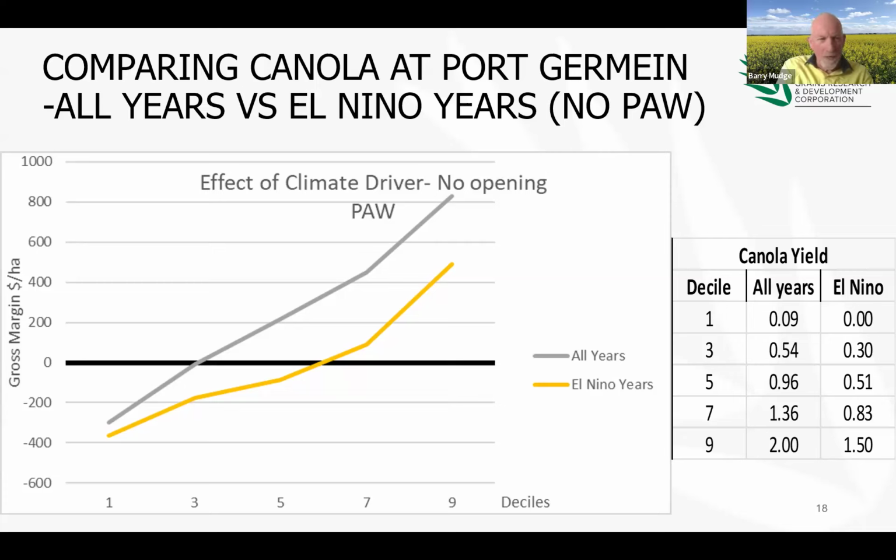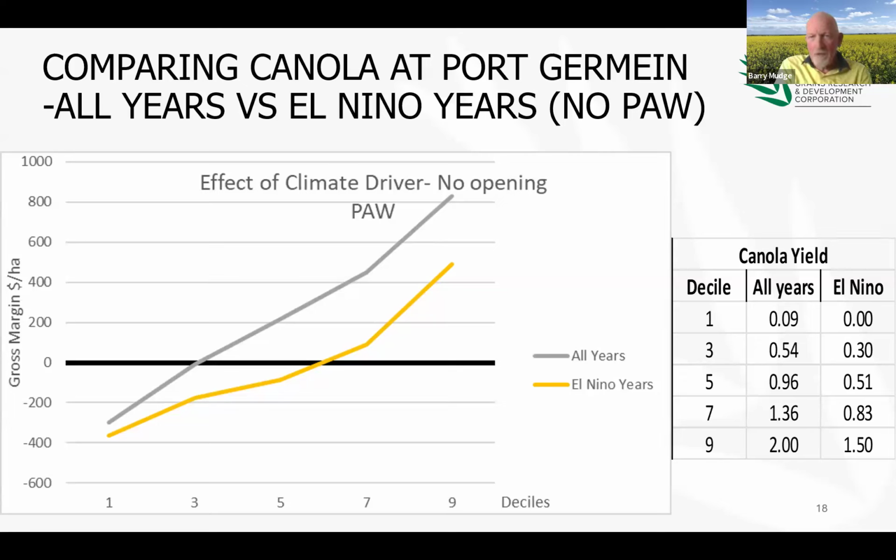On the left-hand side, you've got the gross margin, and the x-axis is just an increasingly wet season. This is comprised of a number of individual budgets. So what happens if we get a decile 1? We'll end up with a negative gross margin. A decile 3, a separate budget there, then 5, 7, 9, and that grey line is just joining the dots between those. Essentially it shows that with no plant available water, and this is based on 120 years of records.